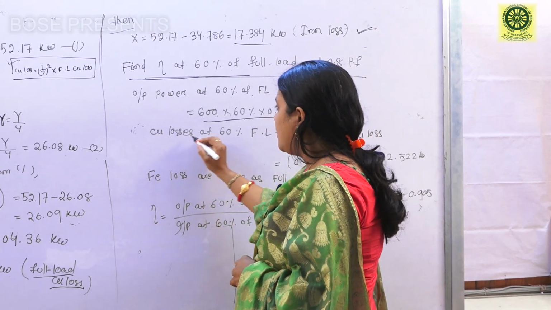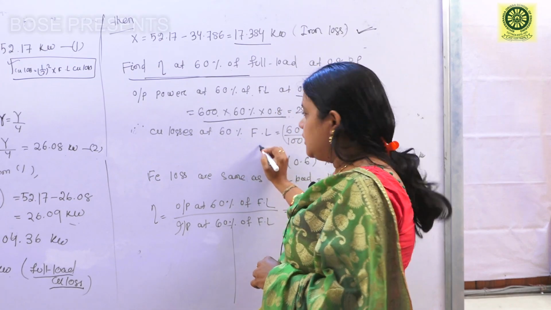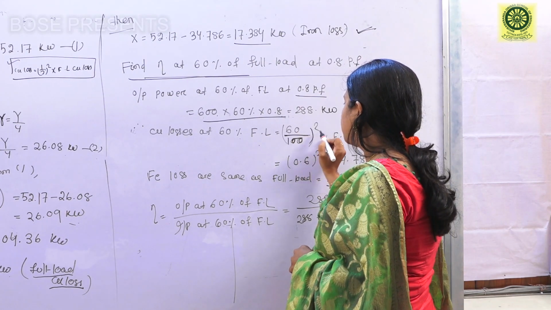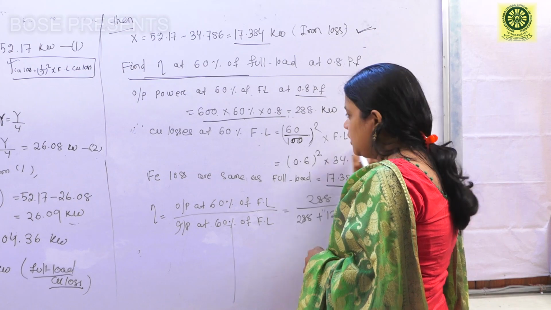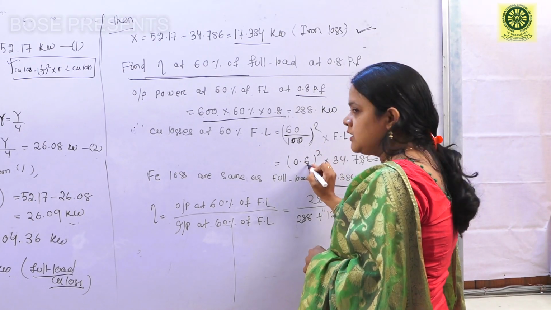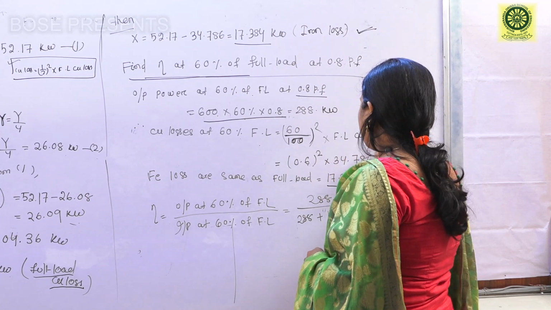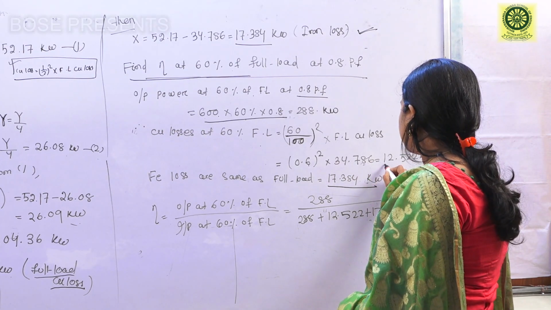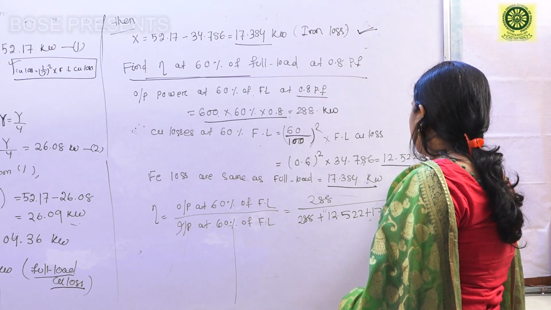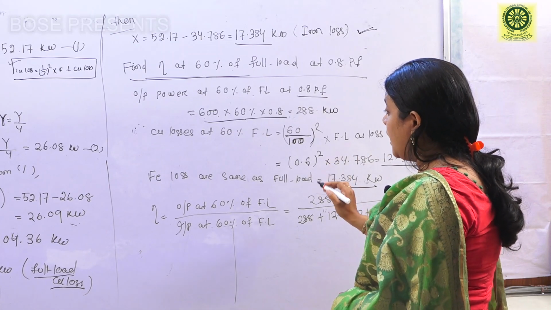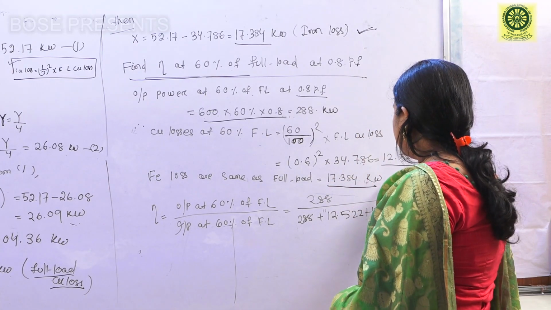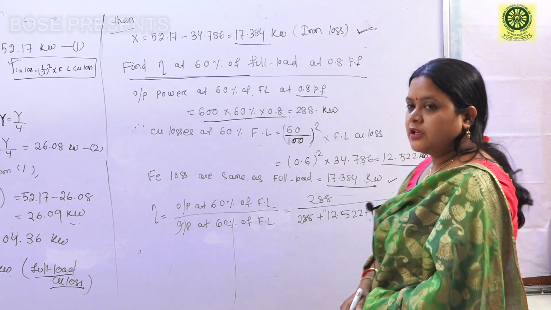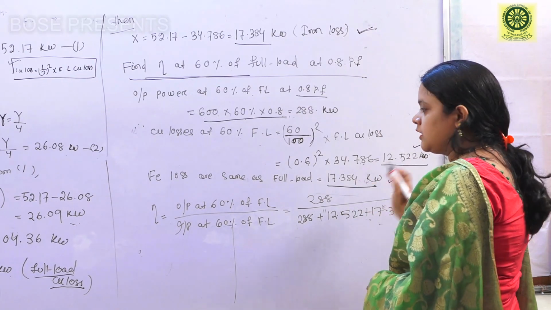So what is the value of copper loss at 60% of full load? That will become 60 by 100 square into full load copper loss. So 60 by 100 square becomes 0.6 square into full load copper loss, and full load copper loss is 34.786, which is equal to 12.522 kilowatt. So we get the iron loss for 60% of full load as 17.384 kilowatt, and the copper loss for 60% of full load becomes 12.522 kilowatt.